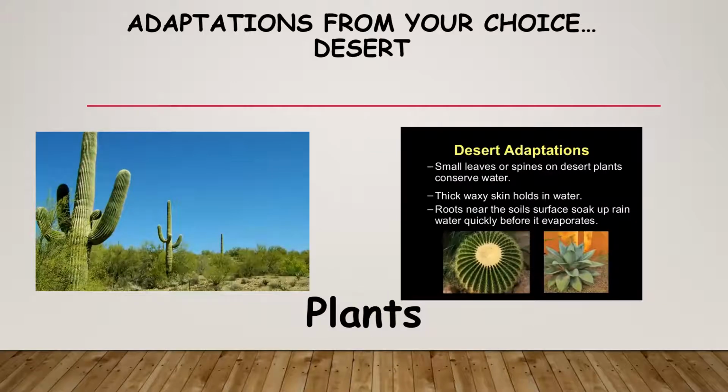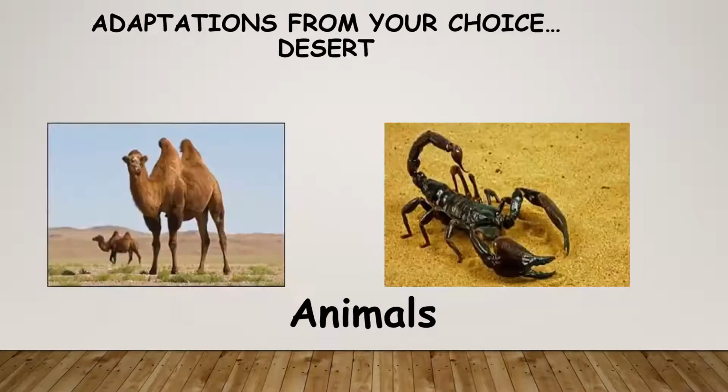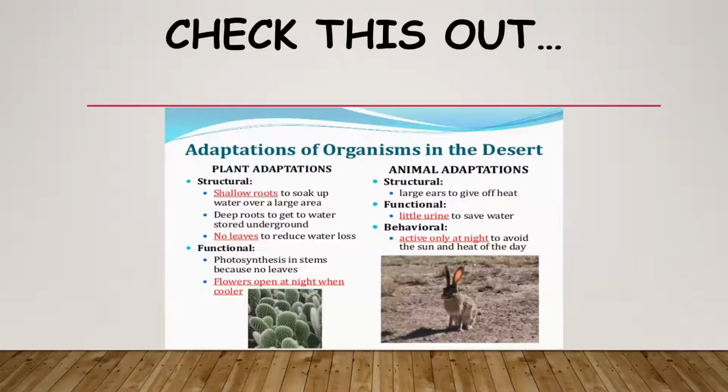Moving on to a different environment, a lot of them have small leaves or spines. If we're talking about plants, that helps them conserve water. Thick, waxy skin holds in water, and the roots are near the soil because the rain doesn't happen very often, and it needs to soak it up as soon as it can. We saw the video about the camel, and it's storing the water inside its humps, the fat that's there. And, oh, a scorpion. That looks a little scary.